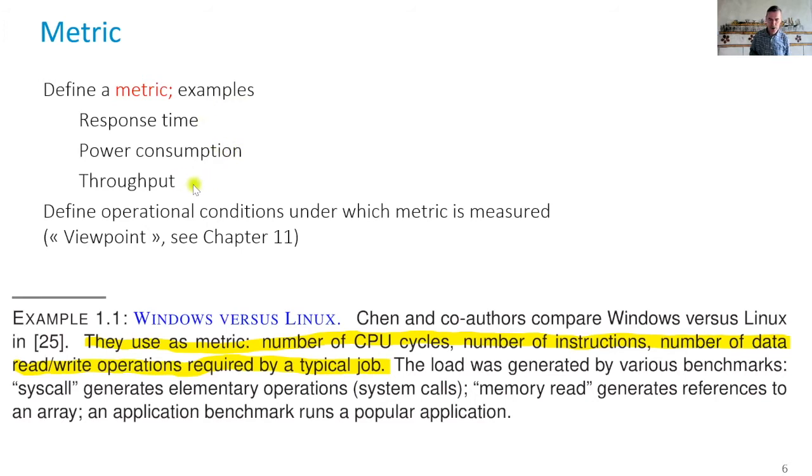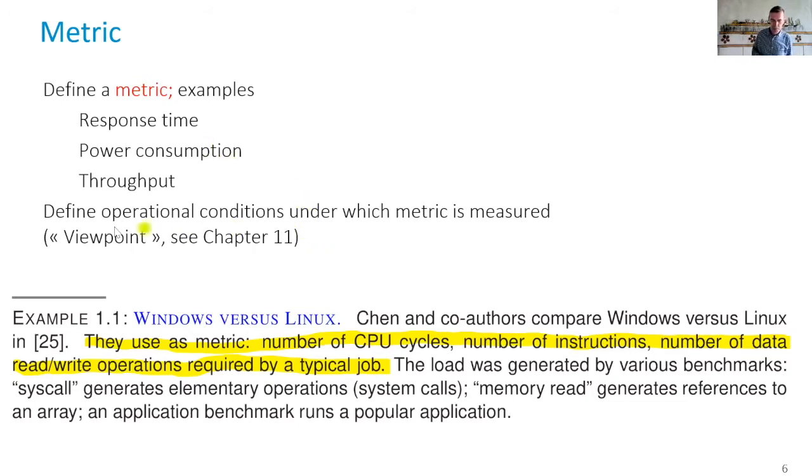Another frequent metric is the throughput. Throughput is the number of transactions per second. For example, how many queries per second the database center, the backend, is able to support. So those are metrics that come from your understanding of the system and what users expect from the system.